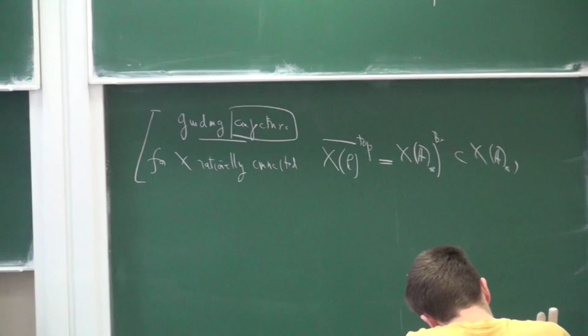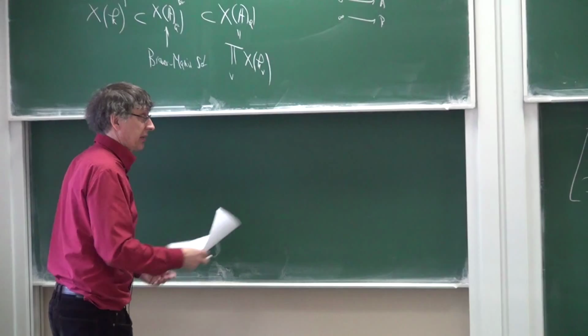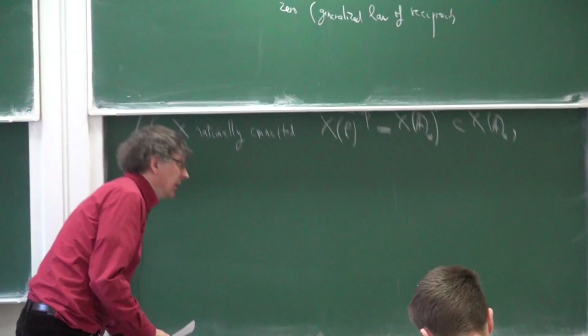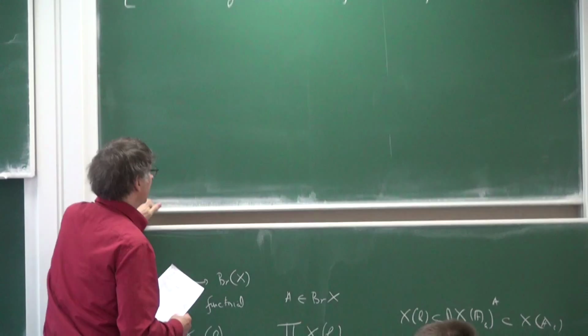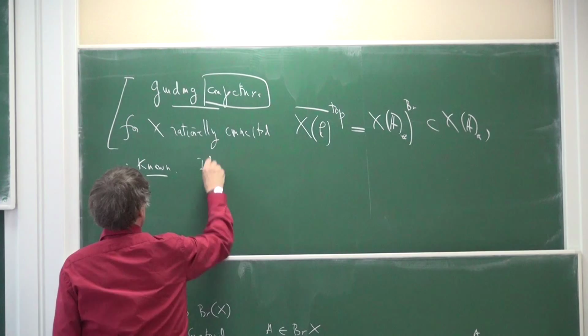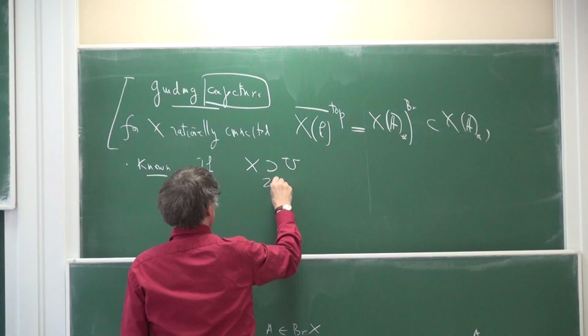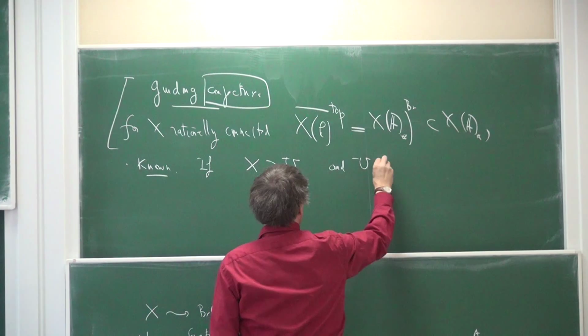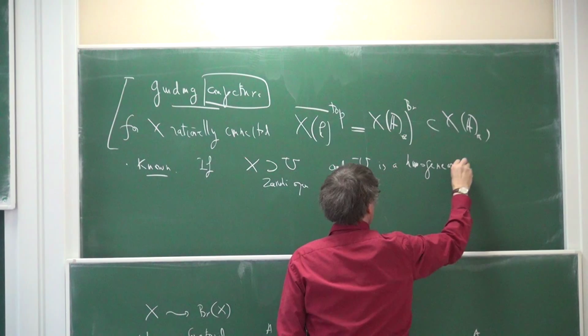So let's see, when is this known? So this is known. I repeat things from last time, okay? If X contains an open set U, Zariski open, and U is a homogeneous space of a connected linear algebraic group.